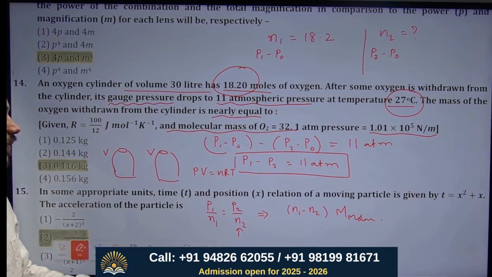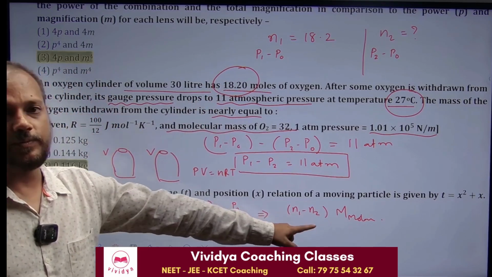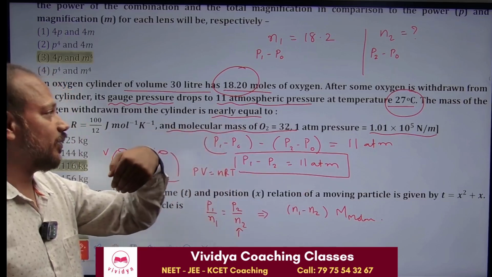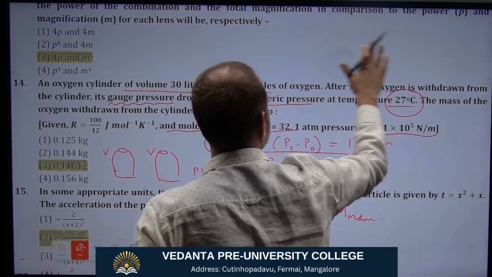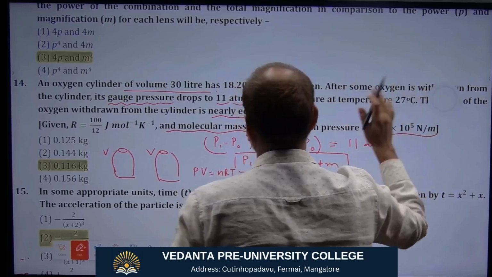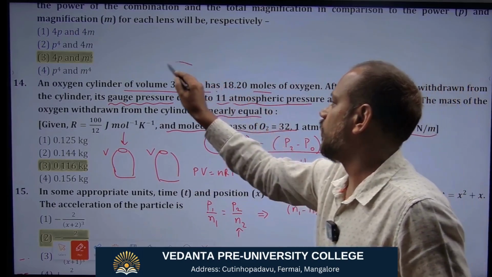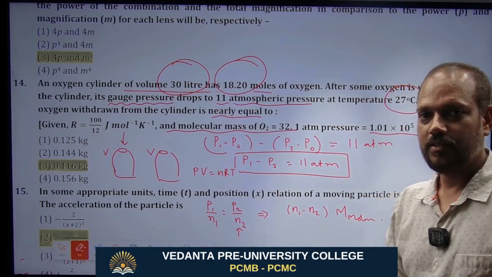Let's see how we find N1 minus N2. N1 we already know, we just have to find N2, right? We can find N2 in terms of N1. How can we do that? So let's go back and see the initial state of the gas. What have they given? The volume is given, mole is given, temperature is given, right?